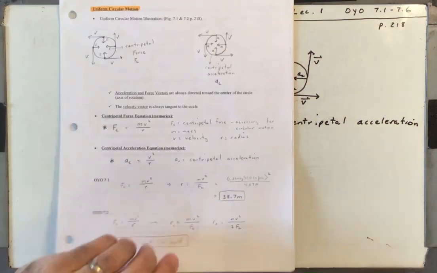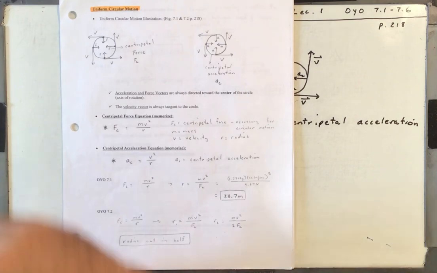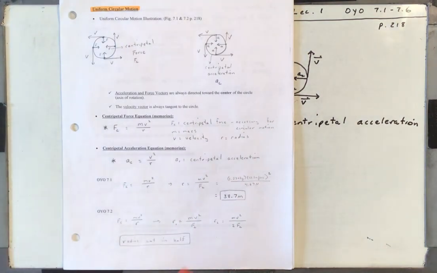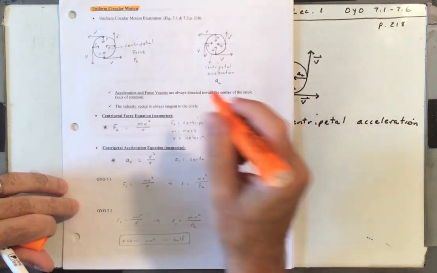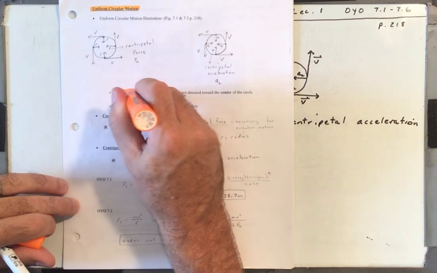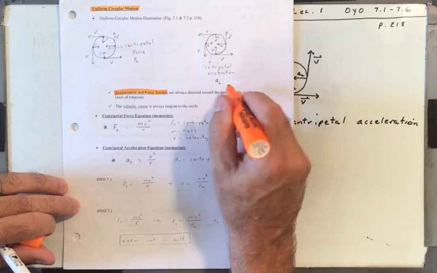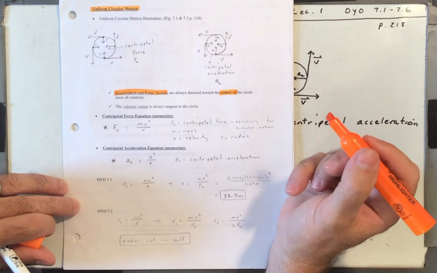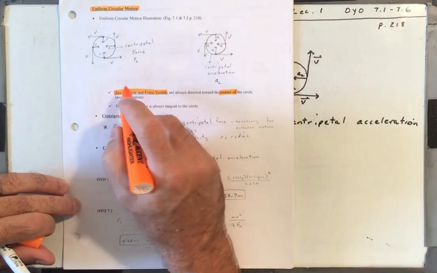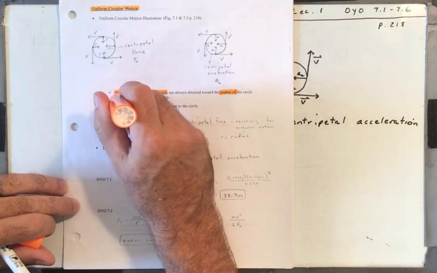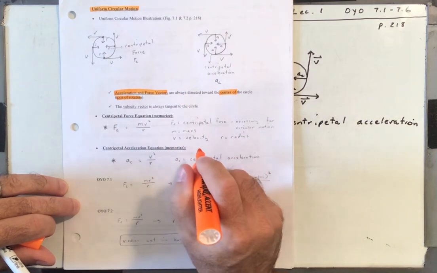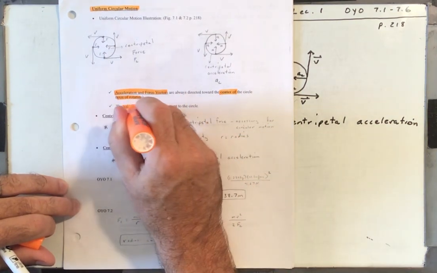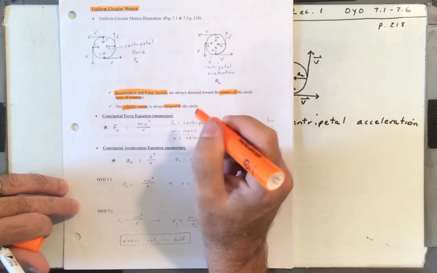Okay, so maybe a little highlighting is in order here, just in case those pesky true-false multiple choice type questions show up. Acceleration and force vectors are always directed towards the center of the circle, and that center of the circle is the axis of rotation. The velocity vector is always tangent to the circle.